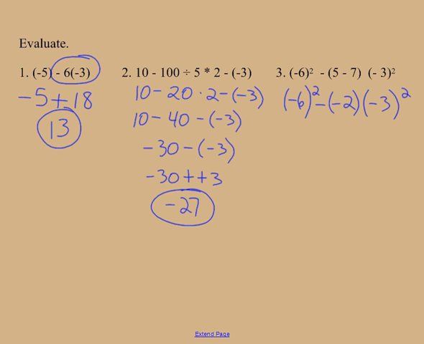All right, so we have negative 6 squared. That's negative 6 times negative 6. That's going to be positive 36. All right, minus negative 2. And then we have negative 3 squared. That's negative 3 times negative 3. That's going to be positive 9. All right. Next, we have multiplication. Negative 2 times 9 is negative 18. And finally, subtracting a negative is like adding a positive. So this is 36 plus positive 18. That's going to be 54.